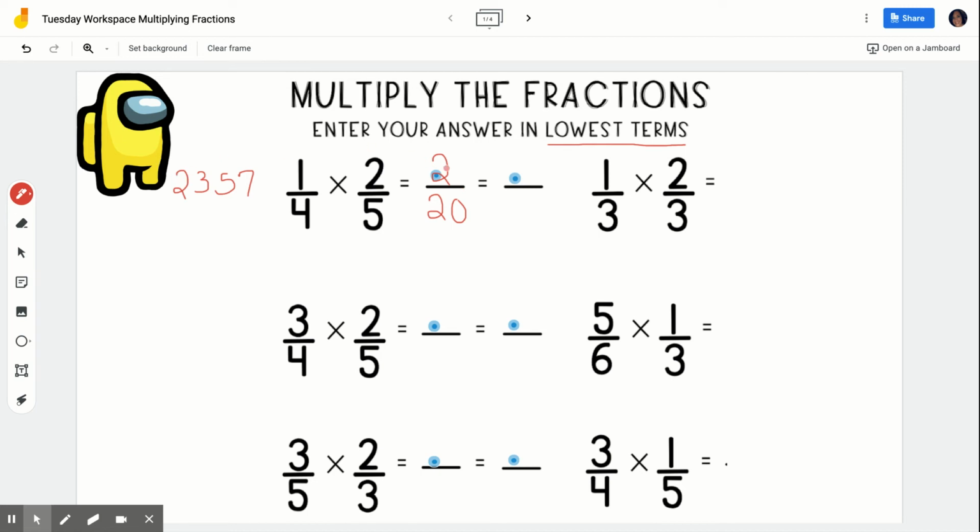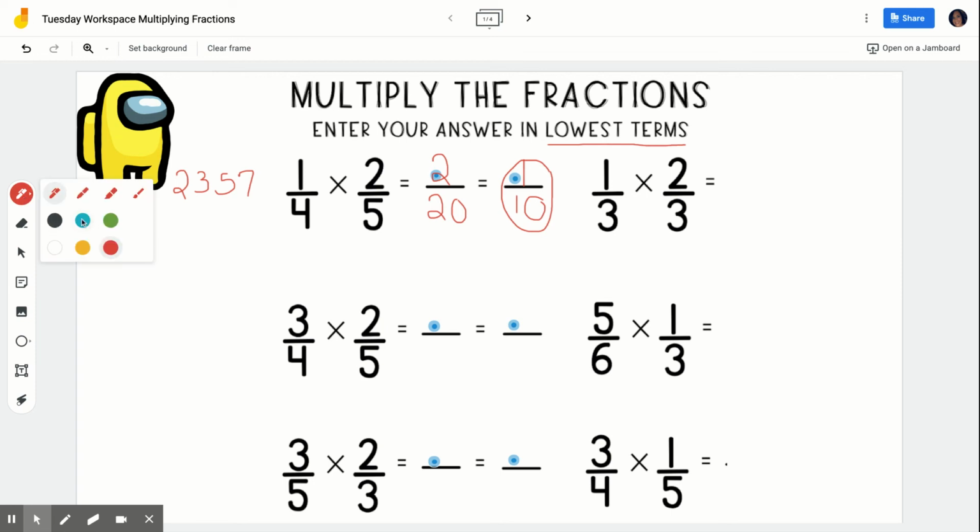2 divided by 2 is 1, and I could do this mentally. These are pretty easy numbers to mentally divide. So 2 divided by 2 is 1, and 20 divided by 2 is 10. Because I have a 1 in my fraction, that 1 is a prime number. I'm going to circle this one because it is in lowest terms or simplified. I can't divide anymore.